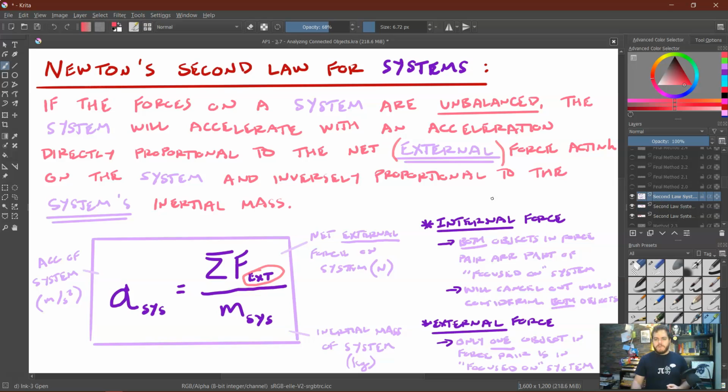Internal forces are when we have both objects in a force pair, and they are part of the system that we're looking at. So if I look at an entire system, there's only one part I care about. If there is a force between the objects in the part I care about, that would be an internal force. An external force is when only one object in the force pair is involved with the system, the part of the system that I care about. If the other object is outside, we often call this an outside force. Then it's going to be external, and we're going to see how those differ in more detail in a second.